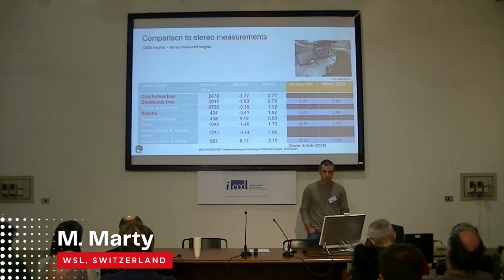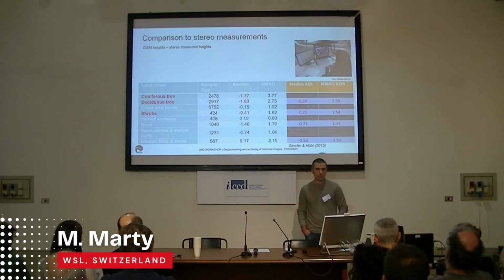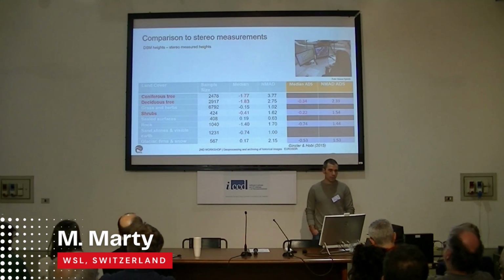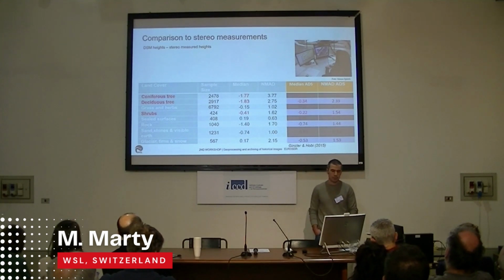But the error distributions between the two approaches and also within the different land cover classes are quite similar. But it has to be noted here that it's only an agreement and not an accuracy, because for the person doing the manual stereo measurements, it could also be more difficult to get correct object heights in historical images.